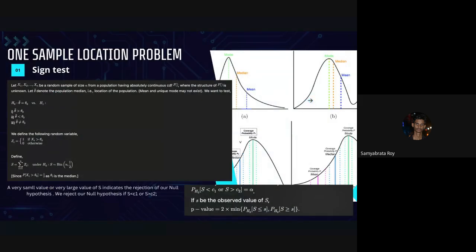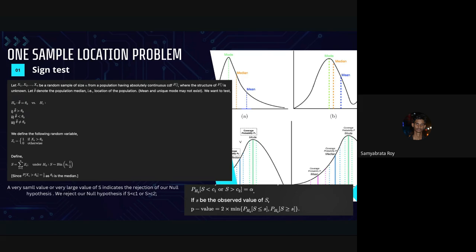Next, let us look towards a few non-parametric tests. First, we're going to look into the one sample location problem. So how is location being denoted? We have a few location characteristics.